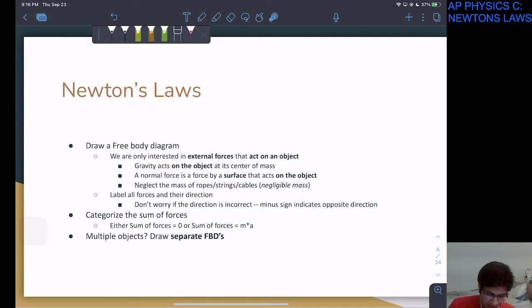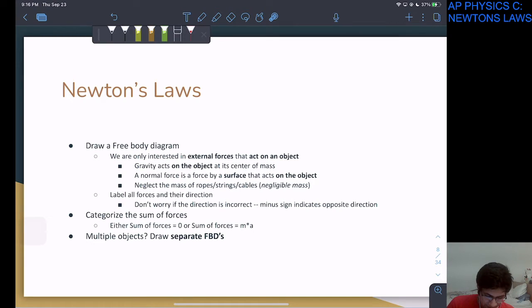And one key thing is that we're going to label all forces in their directions, but if the direction is incorrect, it's totally fine, because what's going to happen is that we'll end up getting a minus sign. So if for some reason we have a force and we do the math and we come up with minus 4 newtons, that means that our magnitude is 4 newtons, but our direction was actually opposite than what we thought. So we would just flip the vector, and if you were to actually resolve it, you would get 4 newtons. So just a little thing to keep in mind.